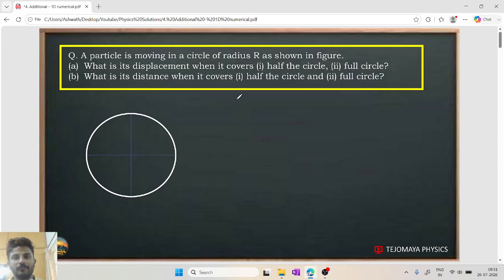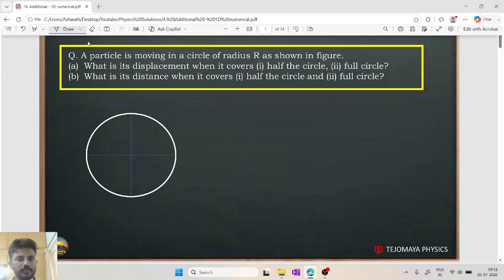So in this session we are going to discuss a few numerical questions from motion in a straight line, which are very important for the board examination. Okay, so let us start with the first question here.